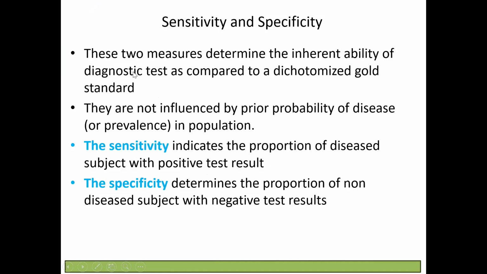Sensitivity and specificity, these two measures determine the inherent ability of a diagnostic test as compared to a dichotomized gold standard. They are not influenced by probability of disease or prevalence in population. The sensitivity indicates the proportion of diseased subjects with positive test results, whereas the specificity determines the proportion of non-diseased subjects with negative test results.